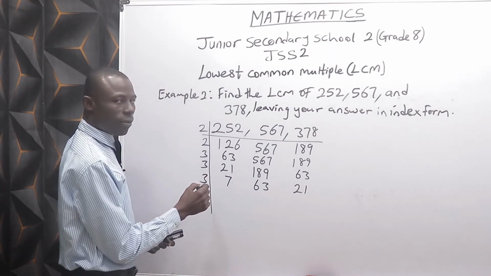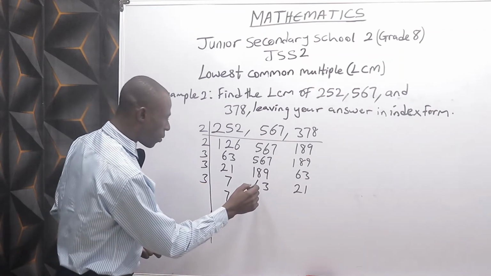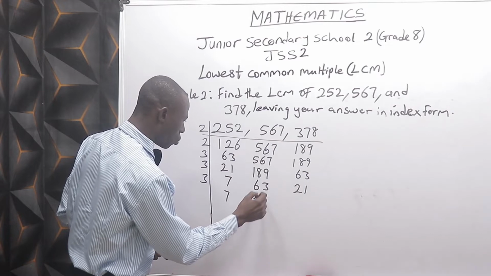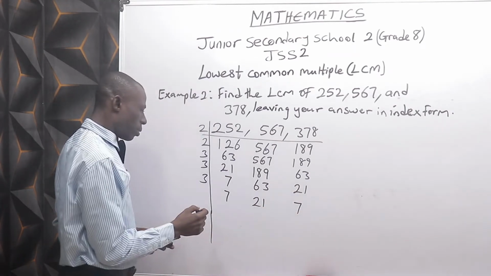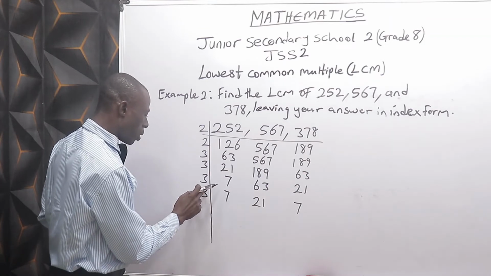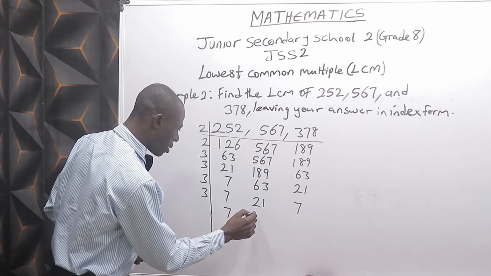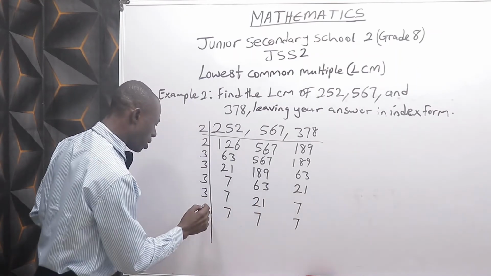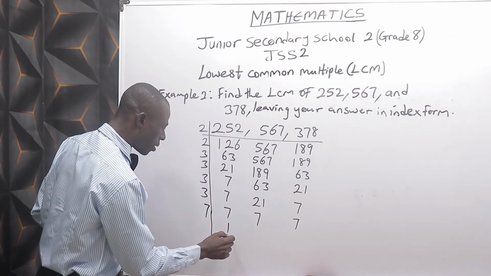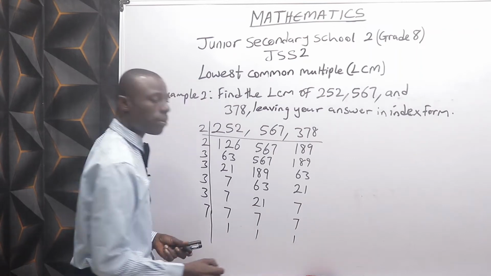3 can still divide, but not 7, so we repeat the 7. 3 in 21, 7. 3 can still go in something there. We repeat the 7. 3 in 63, 21. We repeat the 7. So 7 now can go in 7 one time, one time in this 7, one time in this 7.